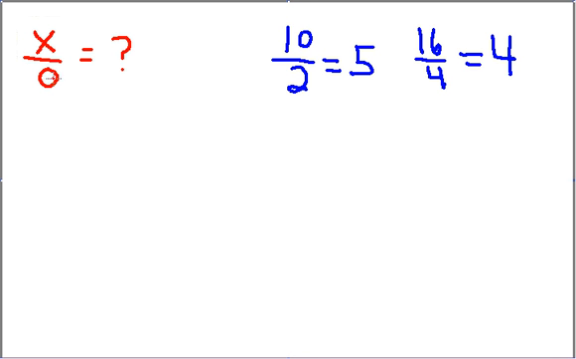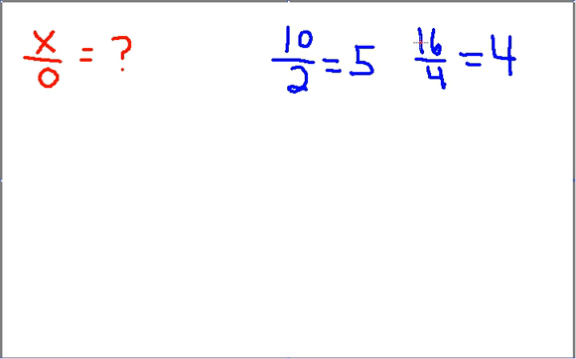X divided by 0 equals what? Just as a quick reminder, when we have a division problem written as a fraction, 10 divided by 2, we know that equals 5. In order for this to be accurate, we have to be able to take our quotient, our answer, and multiply it by our denominator to get our numerator. Does 5 times 2 in fact equal 10? Yes, it does. Same over here. Does 4 times 4 equal 16? Yes, it does. Therefore, 16 divided by 4 does equal 4, because our answer multiplied by our denominator gives us our numerator.